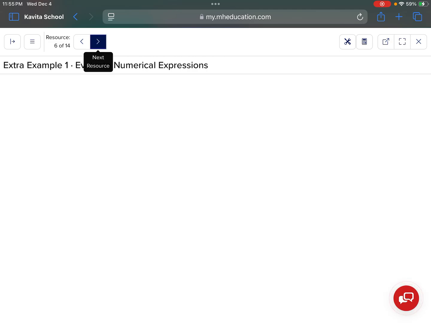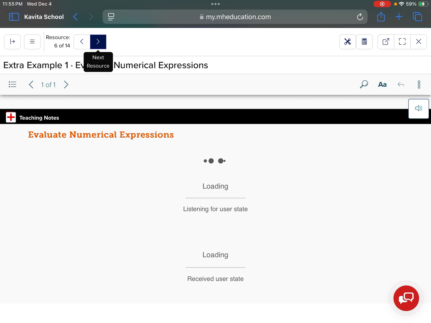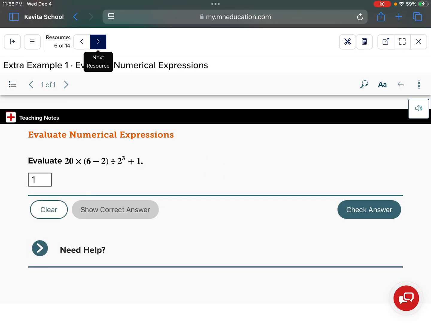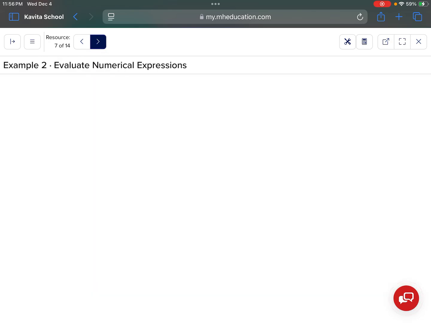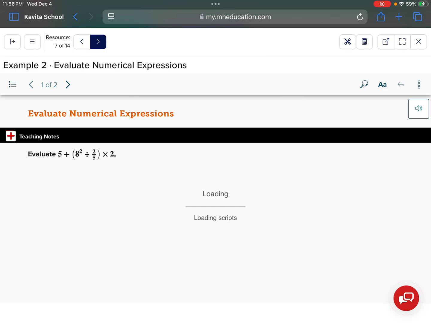Here's another extra example problem for you to practice if you wish to. 20 times, within parentheses, 6 minus 2, divided by 2 cubed plus 1. Let's see, moving on to example 2.